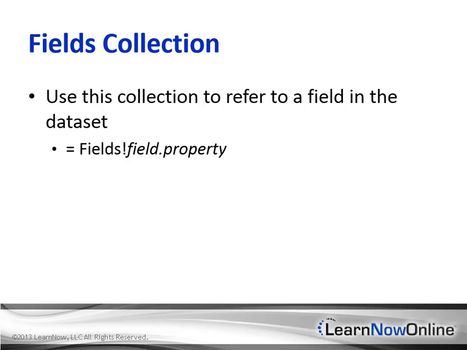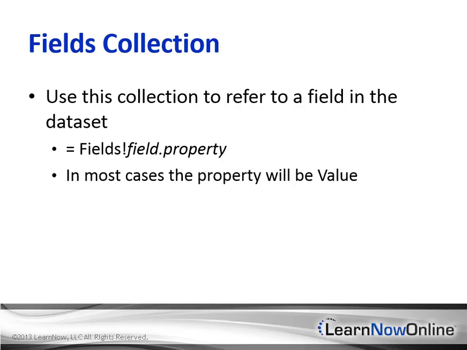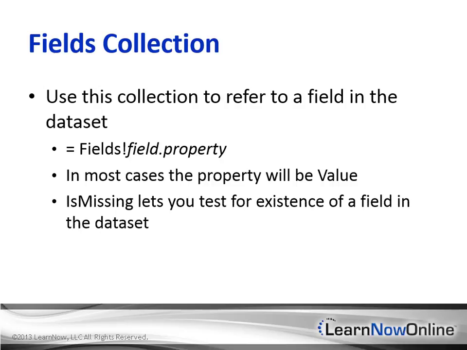And here's the basic syntax. So use the collection name, fields, and then bang, exclamation point, the name of the field, and then dot property. Now in most cases, the property name that you use is value because you want to access the value of that field. But there's one other property that can be handy, is missing.